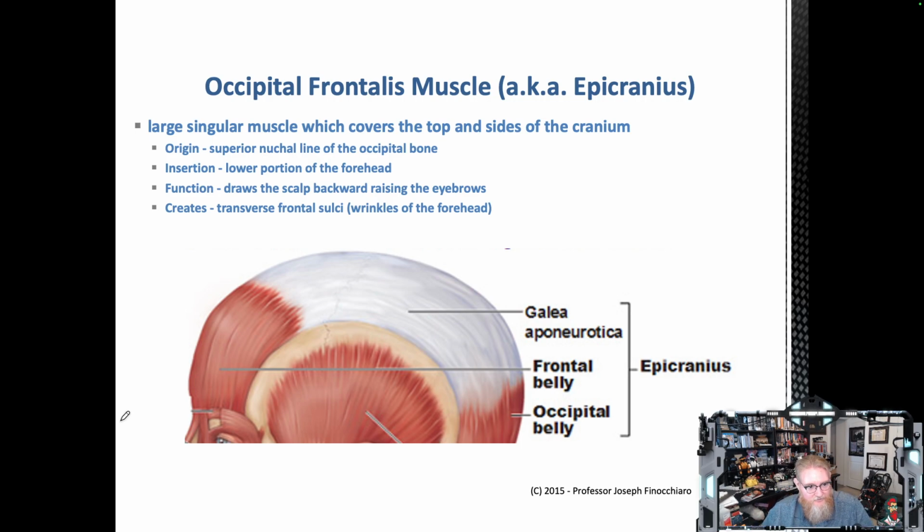So origin, superior nuchal line of the occipital bone, it starts there. Its insertion is the lower part of the forehead, so it starts in the back, attaches in the front, and it pulls things back, which raises your eyebrows. So again, feel free to touch things, figure out where they are, and if you touch things and can't remember what they do, you'll be able to figure it out because once you know where the muscle is, you can kind of figure out how it affects things.